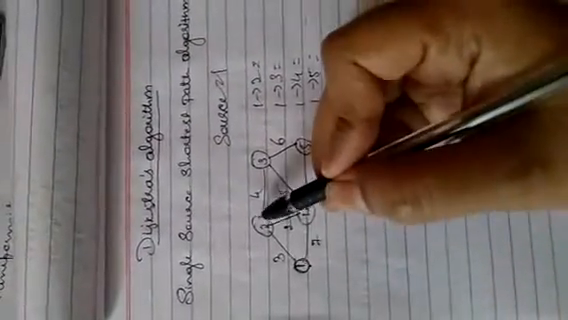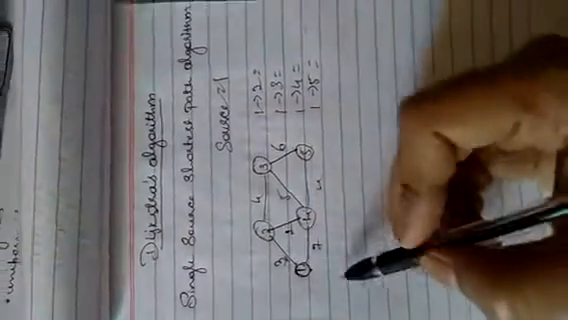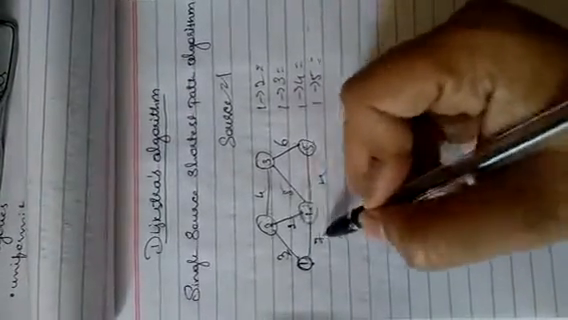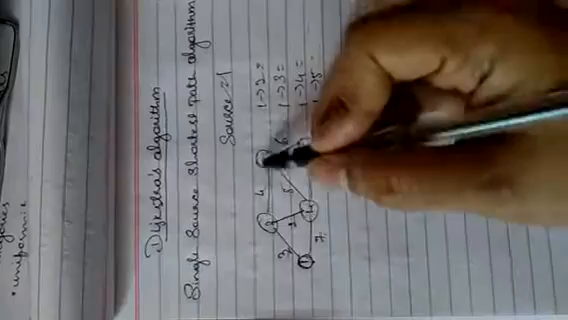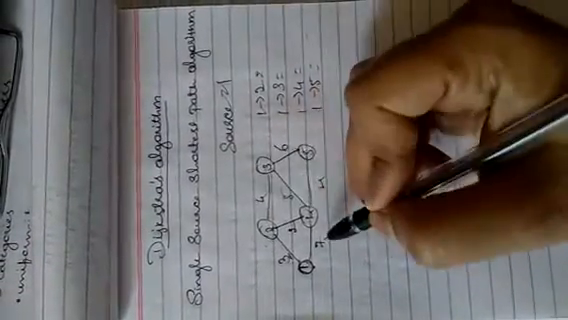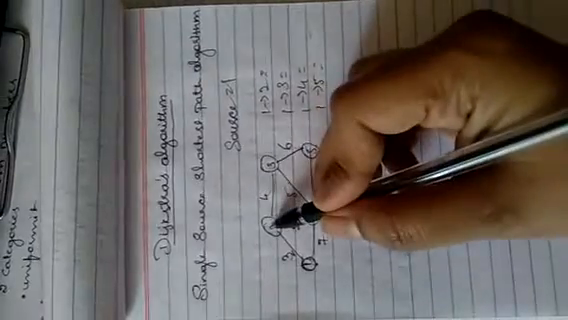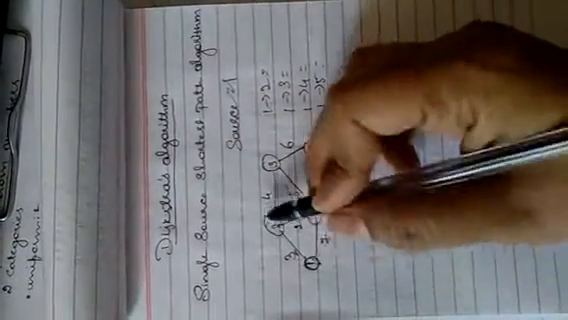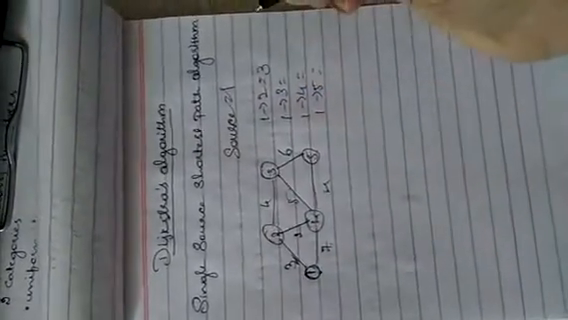See, from 1 to 2, the cost is 3. From 1 to 2 through 4, 1 to 4, 4 to 2, it is 9. This is heavy. So even this is also high. Even 1 to 4, 4 to 3, 3 to 2, 7 plus 5, 12, 12 plus 4, it is 16. So this is high. So the direct path 1 to 2 is there. I will select 1 to 2. The minimum cost is 3.